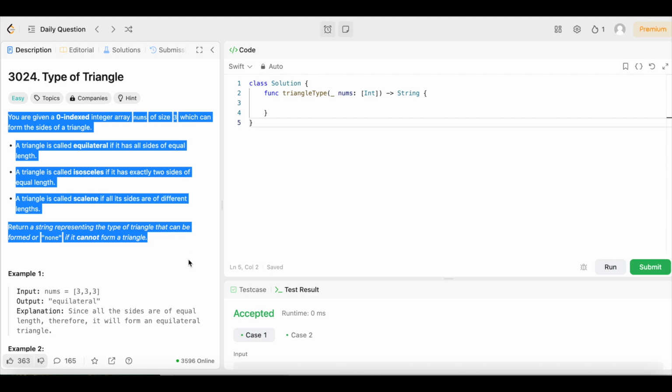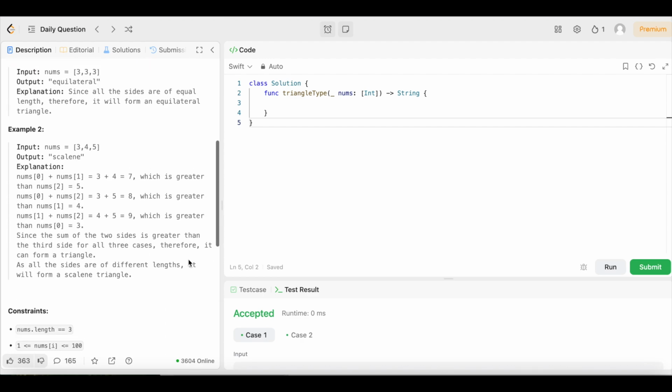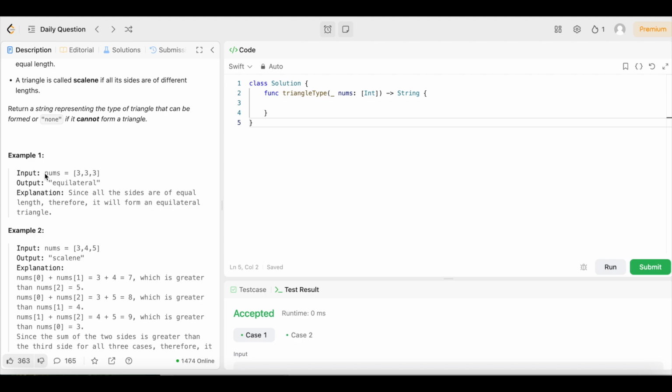All right, y'all. That sounds simple enough, but let's take a look at these examples just to make sure we are doing this problem correctly. In example 1, we have the input nums equals an array of integers 3, 3, 3. These 3, 3, 3 represent the length of each side of a triangle. The output is equilateral. The explanation says since all of the sides are equal length, it will form an equilateral triangle. So once again, each one of these integers represents the length of a side of a triangle. If all sides of the triangle are the same, it's an equilateral triangle, so we return equilateral.